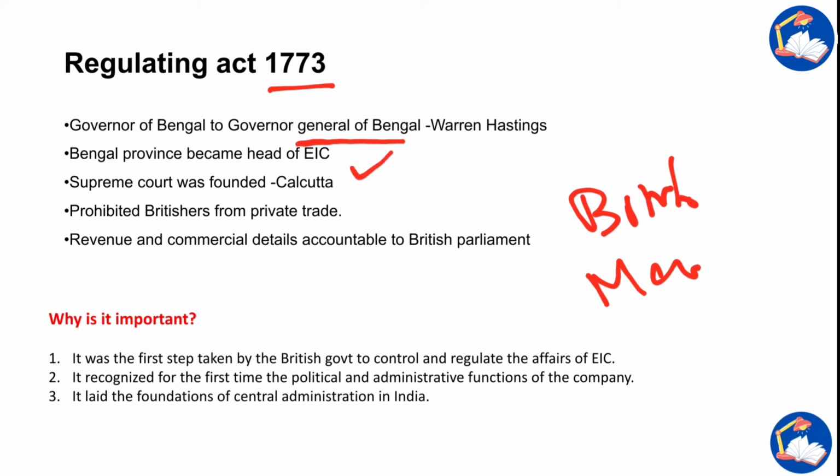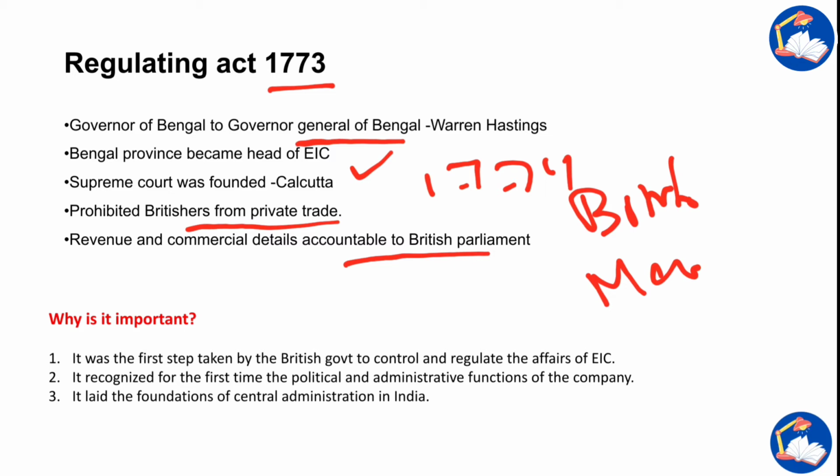Supreme Court was founded in Calcutta in 1774, a year after the Regulating Act came into being. It also prohibited the Britishers from doing private trade. As I told you earlier, the British officers were making a vast amount of wealth, so the government now prohibited the company officials from doing private trade. The revenue and commercial details were accountable to the British Parliament.